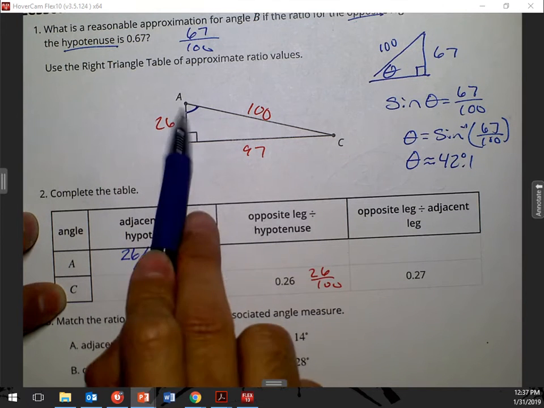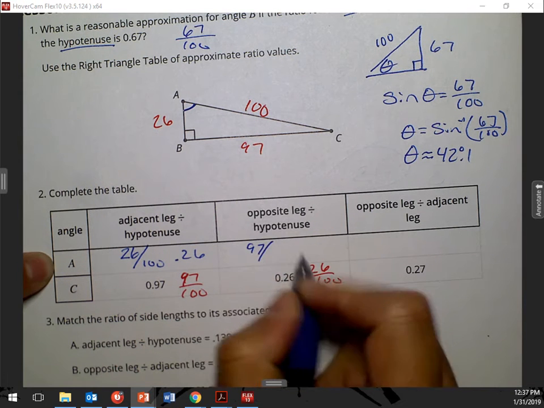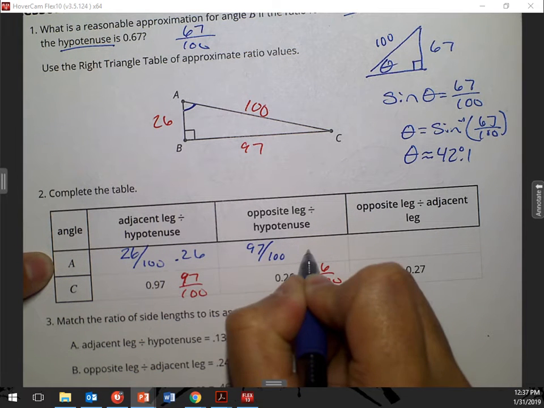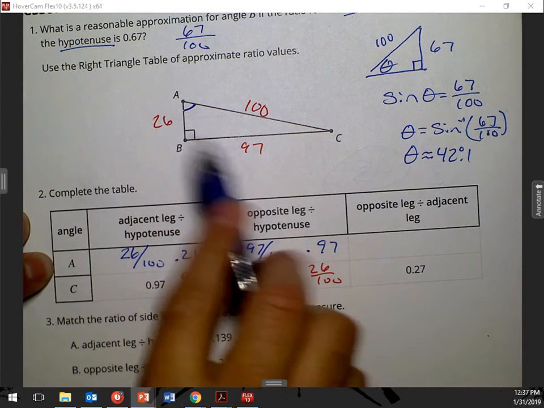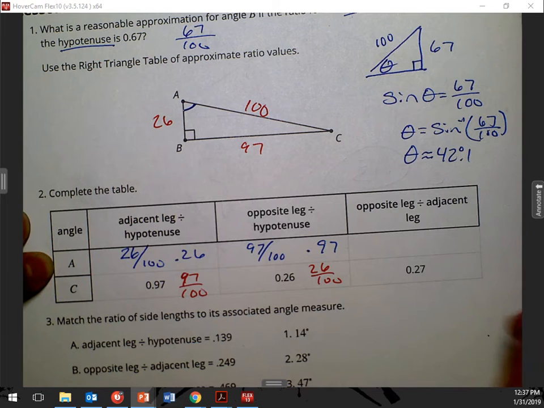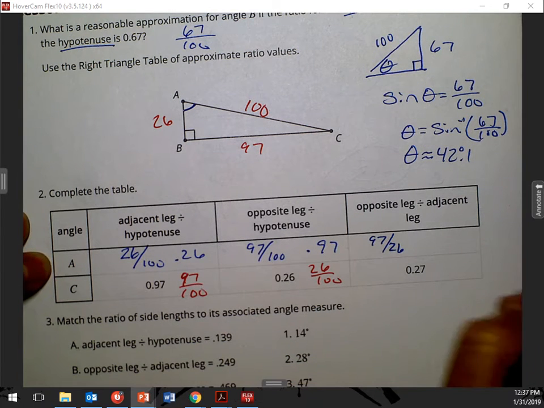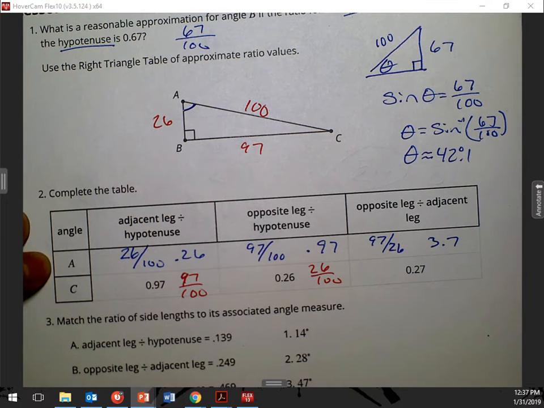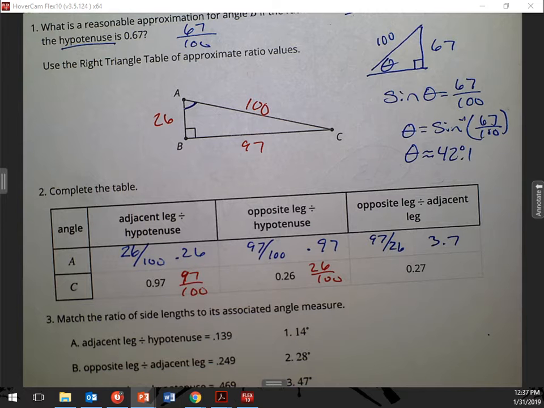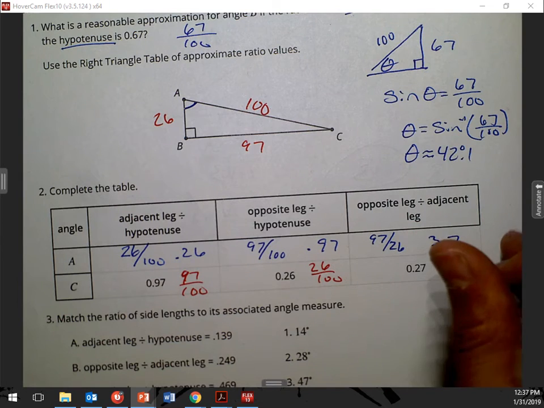Now let's do the same thing. What is opposite from A? 97. So it's going to be 97 over 100, which is going to give me 0.97. Very good. And let's do the last one. From A, what is opposite over adjacent? 97 over 26. So calculate that one. What is it? 3.7. Okay. Is that pretty easy here? Yeah. That's super easy right there.